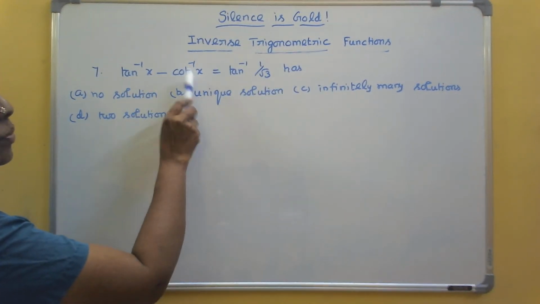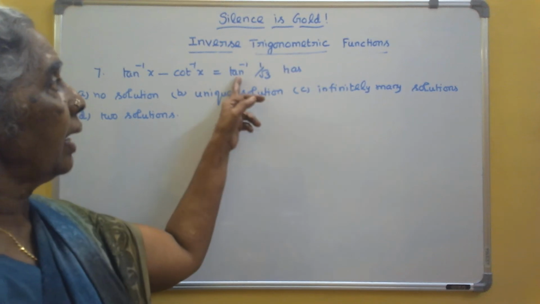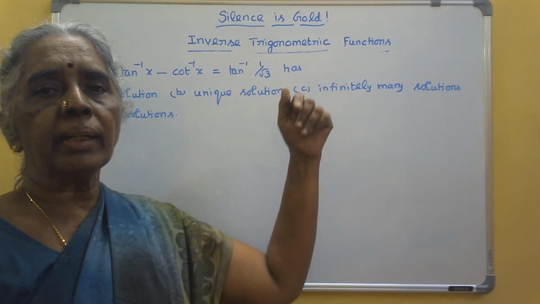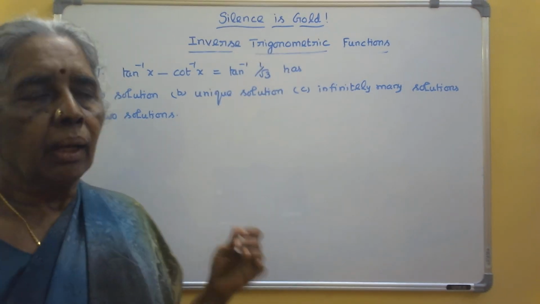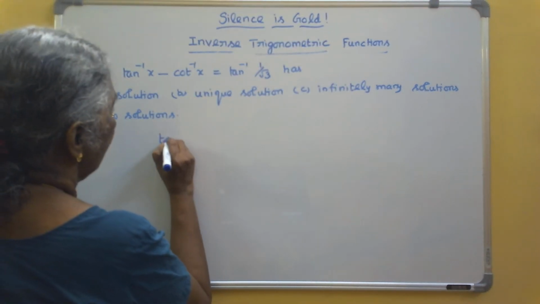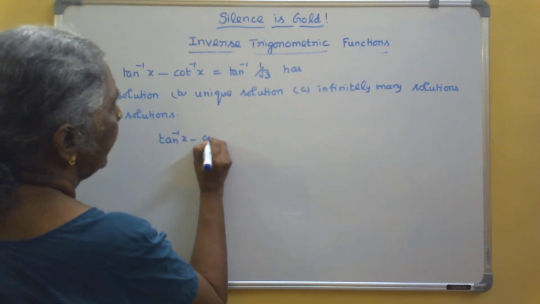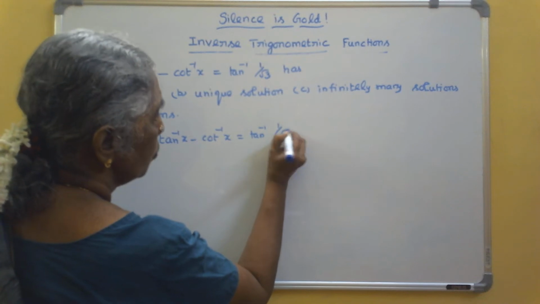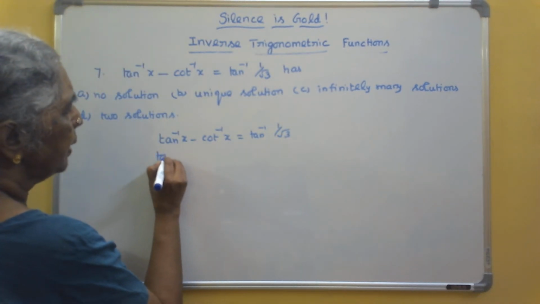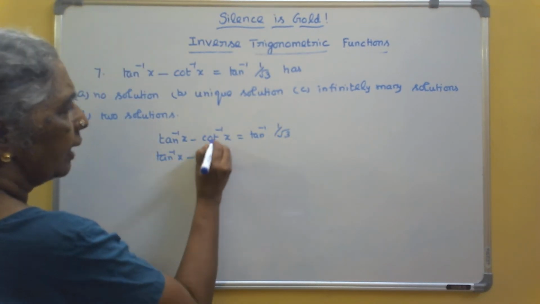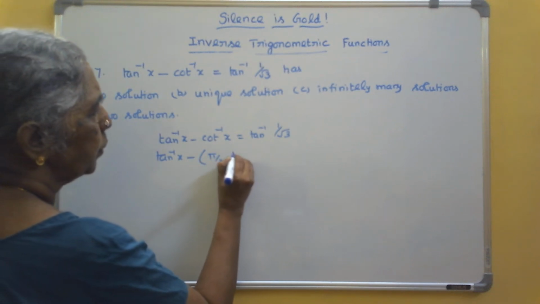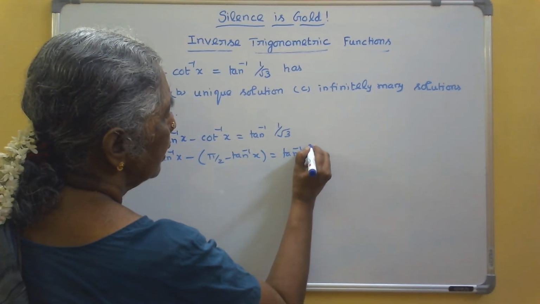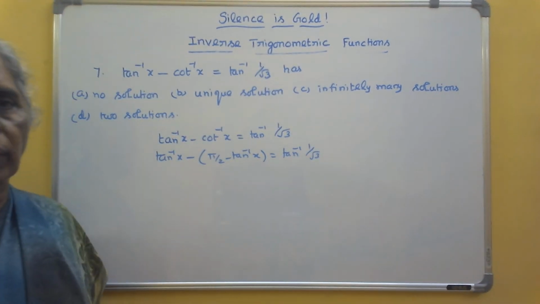Tan inverse x minus cot inverse x is equal to tan inverse 1 by root 3 has: no solution, unique solution, infinitely many solutions, or two solutions. Now let us check. We have tan inverse x minus cot inverse x is equal to tan inverse 1 by root 3. Let us keep this tan inverse x as it is. Let me write cot inverse x as pi by 2 minus tan inverse x, that is equal to tan inverse 1 by root 3, right?